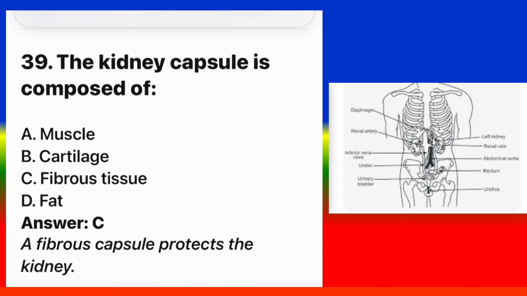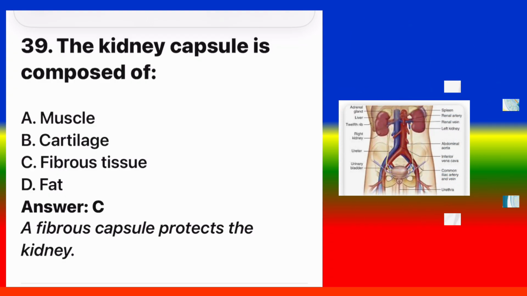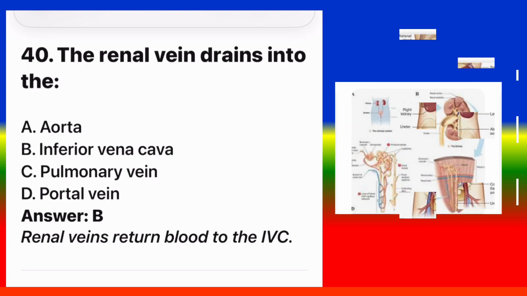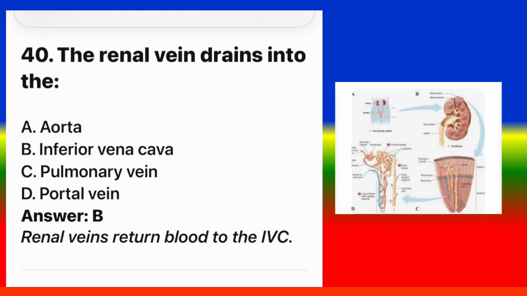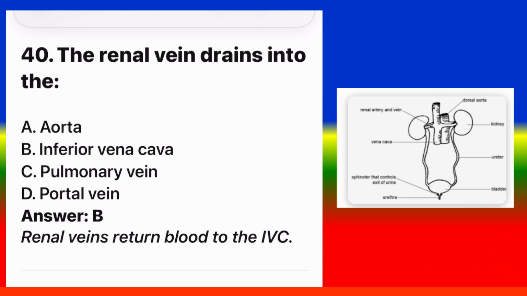39, the kidney capsule is composed of: A, muscle; B, cartilage; C, fibrous tissue; D, fat. Answer C, a fibrous capsule protects the kidney. Number 40, the renal vein drains into the: A, aorta; B, inferior vena cava; C, pulmonary vein; D, portal vein. Answer B. Renal veins return blood to the IVC.